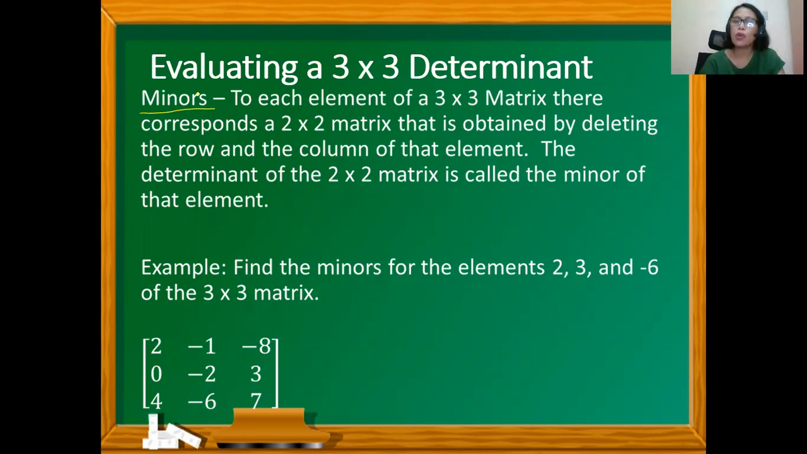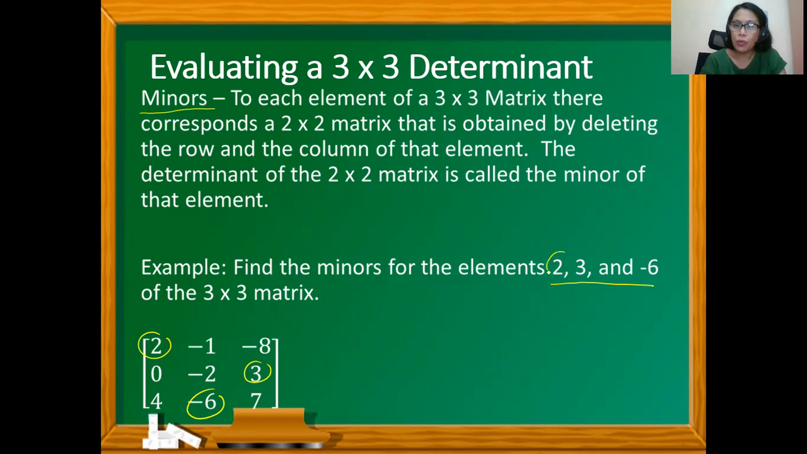So basically, in evaluating a 3 by 3 determinant, we are going to calculate 2 by 2 determinants, and that is working on the minor first of the given element. So what we're going to do for now is to find the minors, for example, for the elements 2, 3, and negative 6 in this 3 by 3 matrix. And as you can see, 2, 3, and negative 6 are elements of this 3 by 3 matrix.